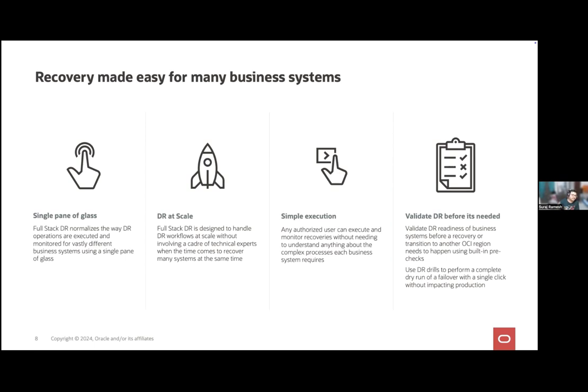The second thing is DR drills, right? As the name suggests, you can use this plan type to perform a complete dry run of your business system, right? For example, you can convert your physical standby database into a snapshot standby, then spin up a VM and connect to your application. And once it is done, you can tear down and convert back to the original state, right? This will be really helpful to perform your DR testing without impacting your production application.